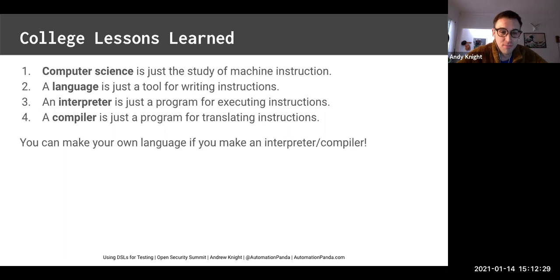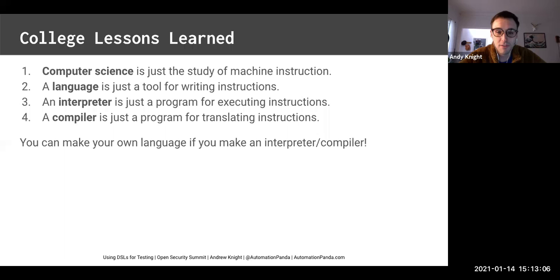An interpreter for a language is just a program itself that executes instructions in that given language. So like Python has an interpreter. In my compiler construction course, I made an interpreter for my little scripting language. And then a compiler is just another type of program for translating instructions. All a compiler does is it turns high-level instructions down into low-level binary or assembly language instructions that the computer can better understand.